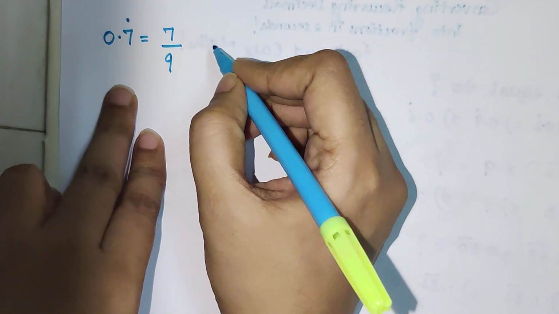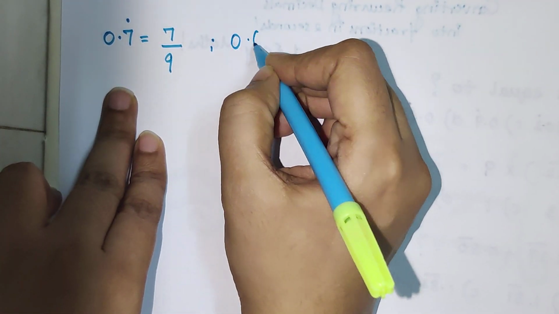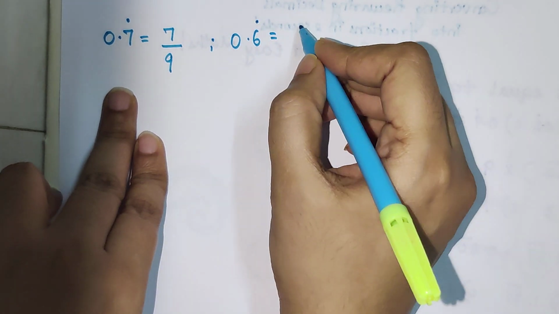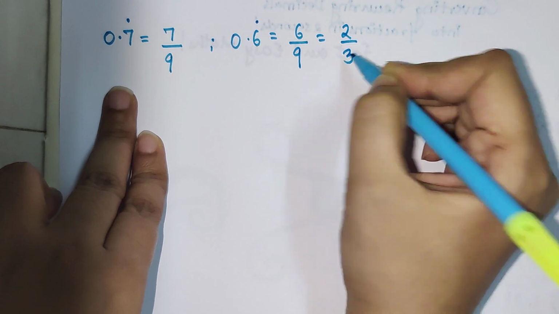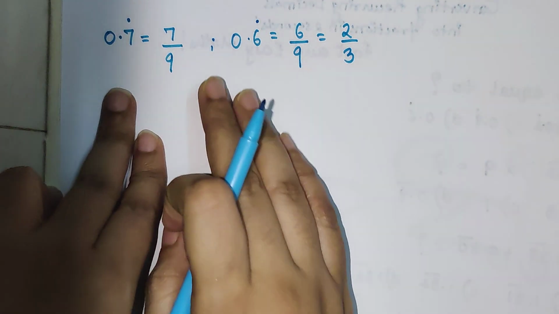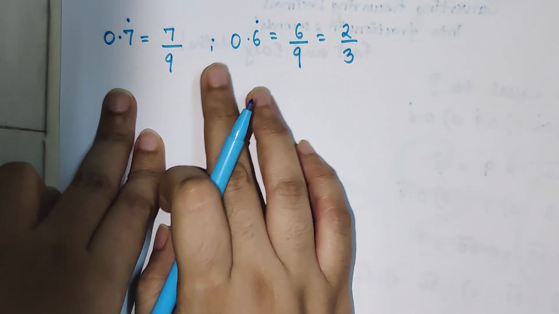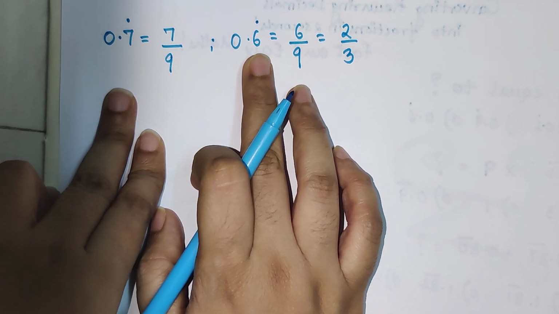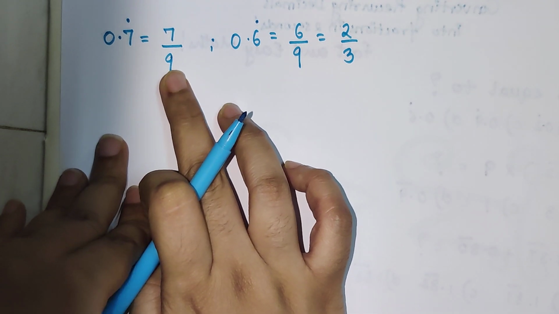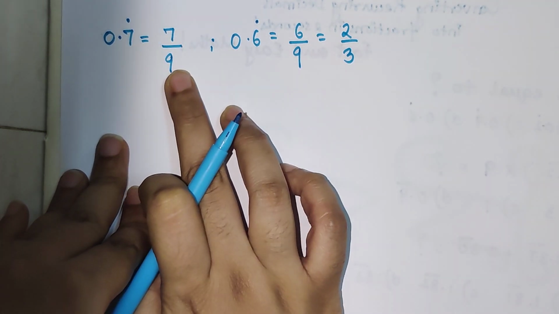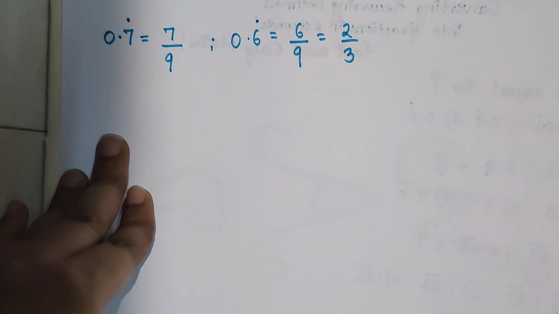So now let's see, if I give you 0.6 which is recurring, then you can write this as nothing but 6 upon 9, which is nothing but 2 upon 3. So this trick is whatever number you get after a decimal point, if that number is repeating itself, then you just have to put that number as your numerator, and in the denominator just put 9.